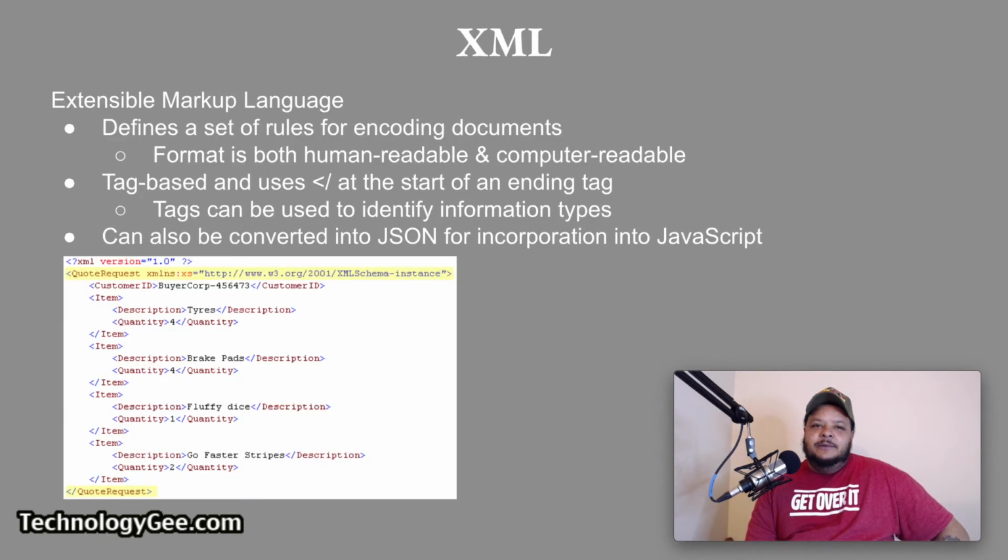Next, we have XML. That stands for Extensible Markup Language. It is a markup language that defines a set of rules for encoding documents in a format that is both human readable and computer readable. Like HTML, XML is tag based and uses the less than / symbol at the start of an ending tag, but XML tags can be used to identify information types. XML can also be converted into JSON for incorporation into JavaScript.